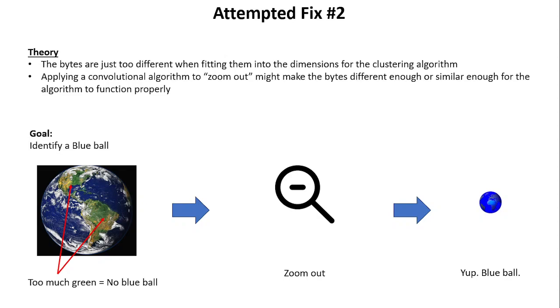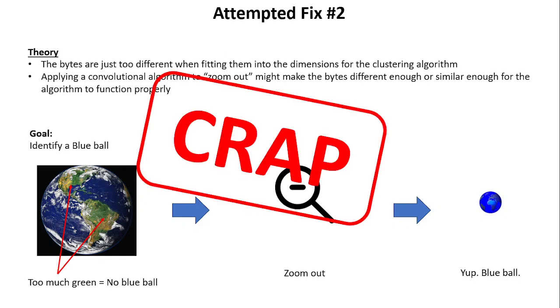But if you zoom out by applying your convolutional algorithm and then look at it, it's generally a blue ball, right? You've removed a lot of the tiny details from it. I thought that maybe this would remedy the clustering issue, but it didn't. So that was debunked as crap.